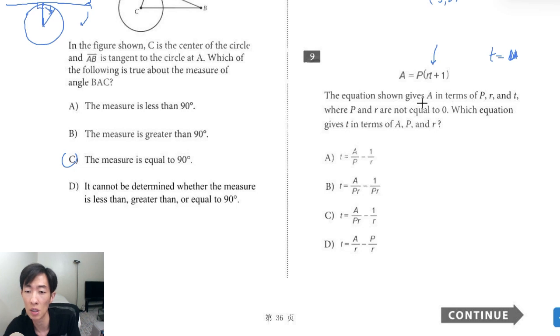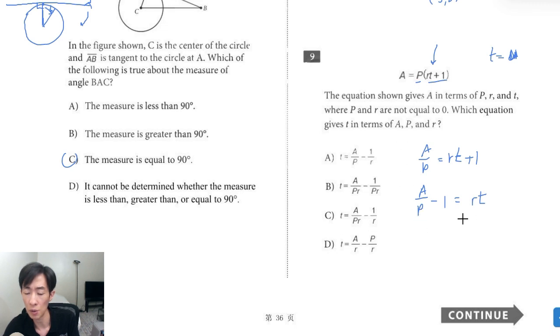So basically this means let's get R by itself. I notice we've got two factors, this times that. Let's divide both sides by P. We get A over P equals RT plus 1. We can't split this up. We have to subtract 1 first. So A over P minus 1 equals RT.